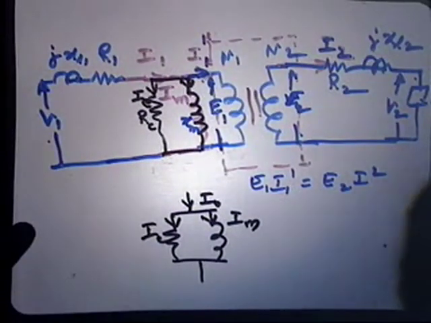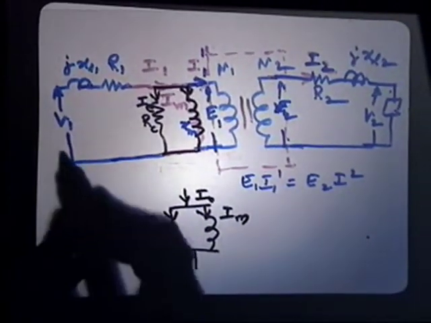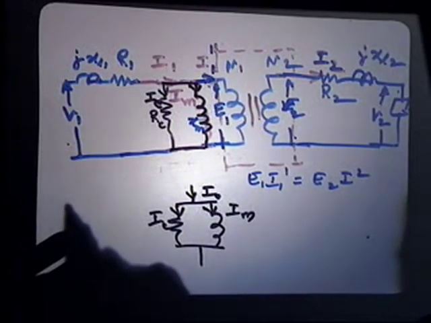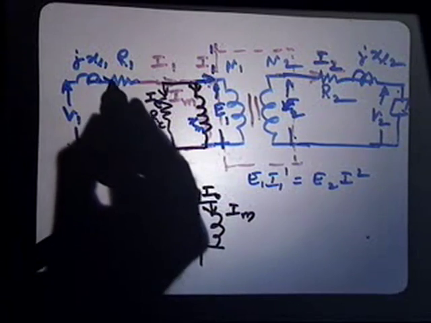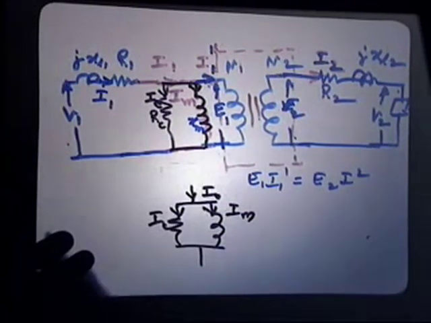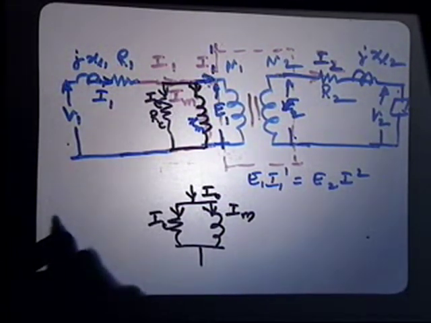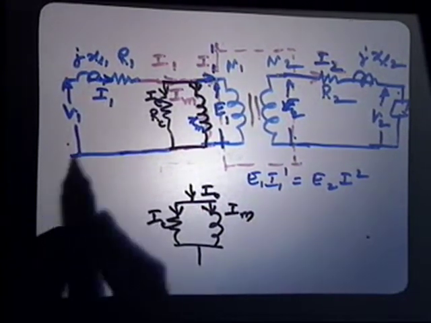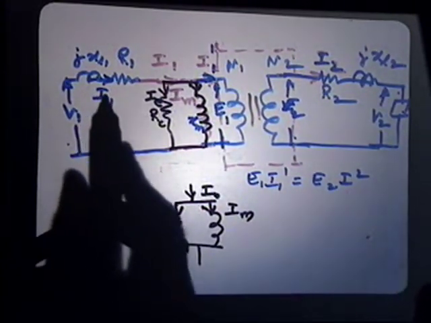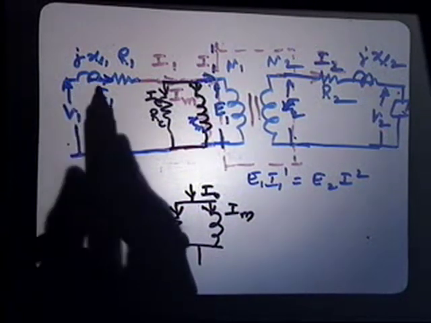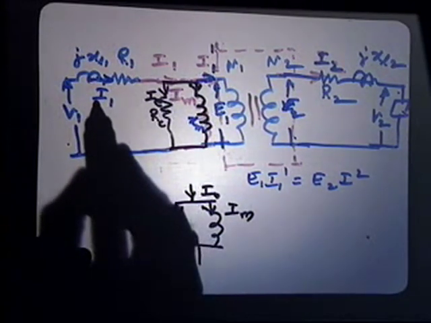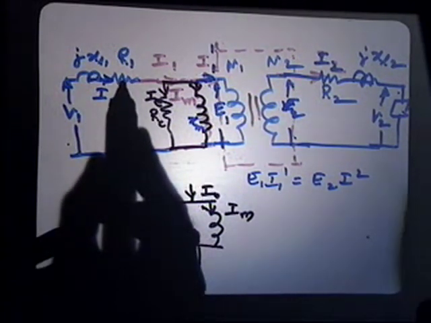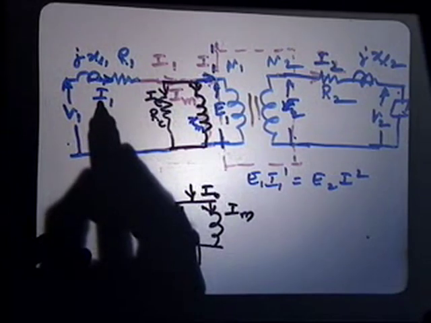So your total system now looks like this. We have V1, the input supply voltage, and it draws a current I1 from the mains. Then there will also be some drop due to primary leakage flux caused by I1, and also a drop in the primary resistance, again caused by I1.